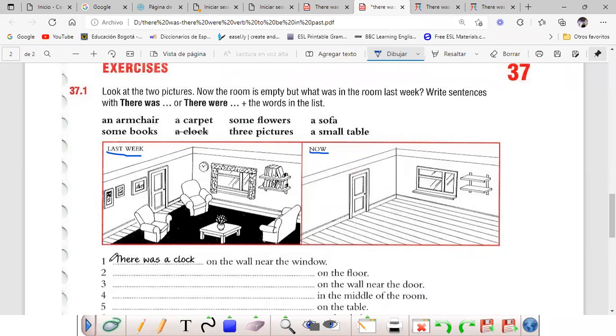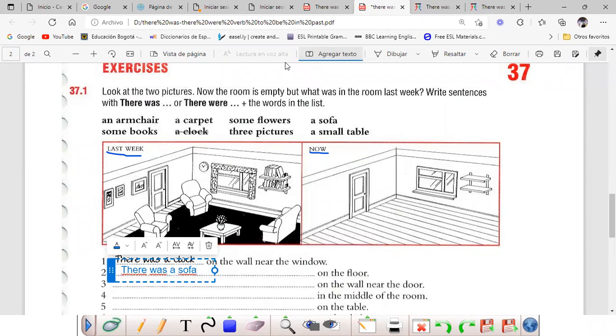So the first example is: there was a clock on the wall near the window. What do you think is number 2? Remember, as it is last week, we have to use there was or there were. There was a sofa on the floor? Like that? Or maybe there was a small carpet, table. Sorry, okay, wait a minute.